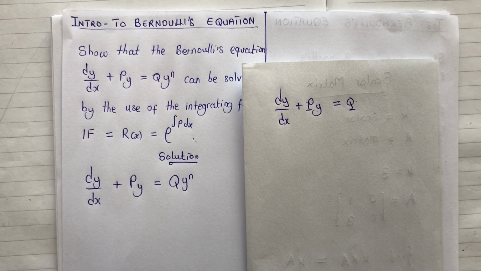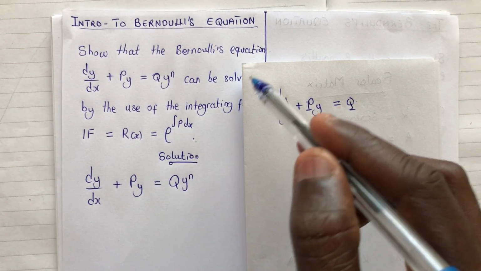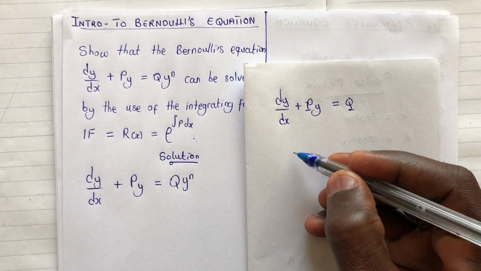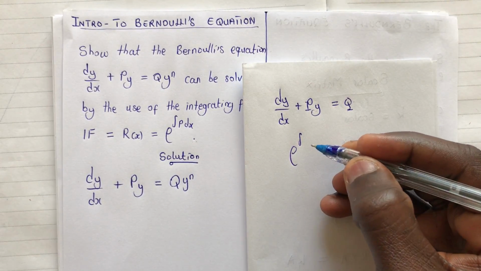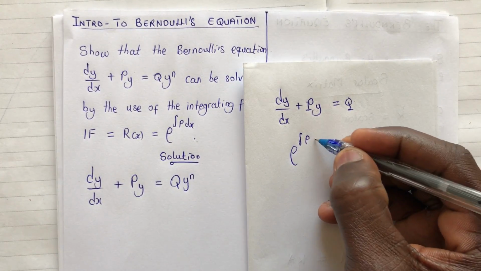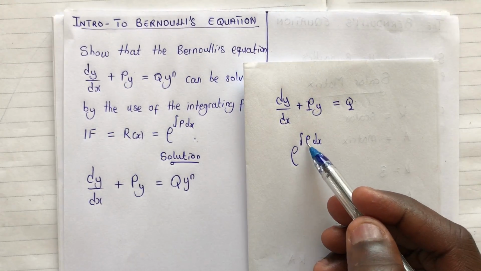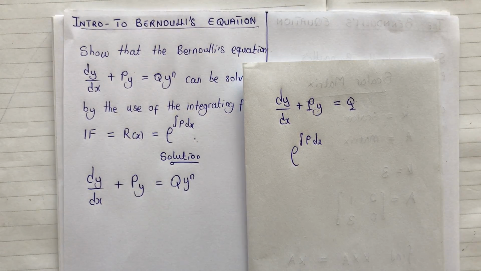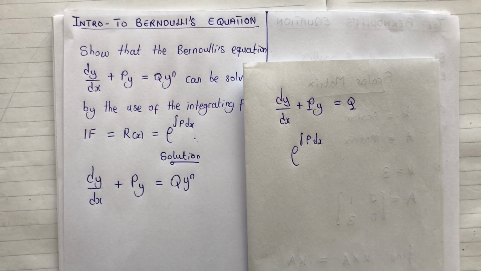And we said that the solution of this type of equation, the linear first order differential equation, can be solved with the help of what we call the integrating factor. We learned that the integrating factor is the exponential function to the power of the integral of P dx, depending on whatever function is here. So you put the function here and you integrate. With the help of this integrating factor, you use it to multiply the equation to find your solution.